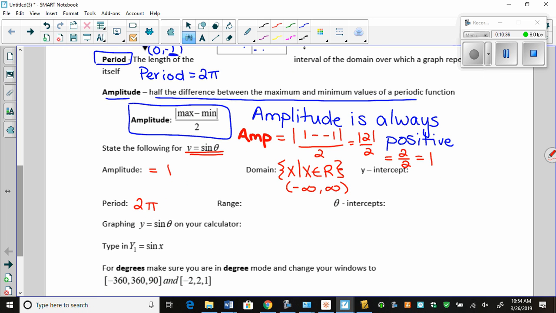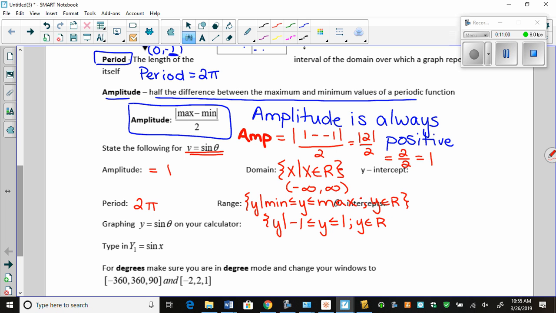So when you go to do the range of any sine graph, you're going to do this. You're going to go y such that the minimum is less than or equal to y is less than or equal to the maximum. So in this case, it's going to be y such that negative 1 is less than or equal to y is less than or equal to 1, y ∈ ℝ.